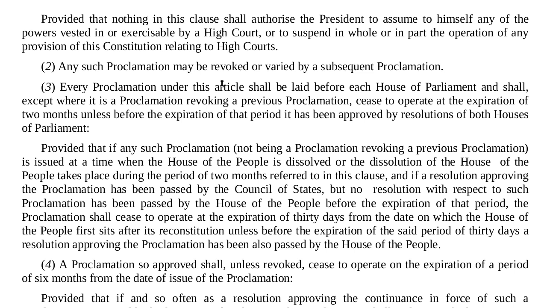Every proclamation under this article shall be laid before each House of Parliament and shall, except where it is a proclamation revoking a previous proclamation, cease to operate at the expiration of 2 months unless before the expiration of that period it has been approved by a resolution of both Houses of Parliament.